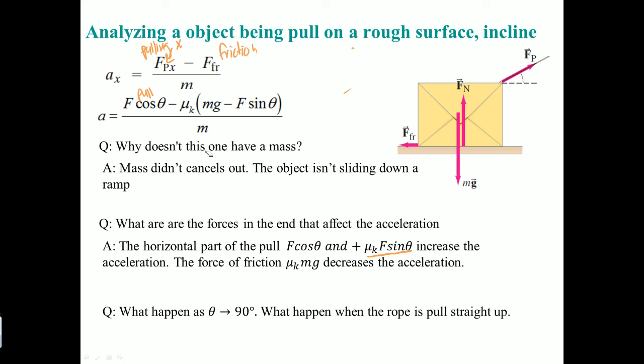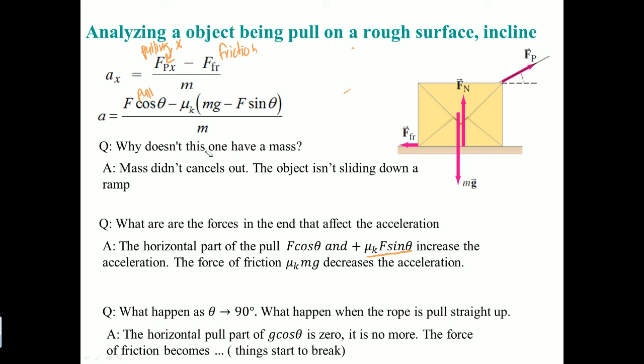There's a last question. This is really complicated, but what happens when the angle becomes 90 degrees? Like you pull it straight up. Well, you know that the F cosine theta becomes 0, because cosine of 90 degrees becomes 0. So there's no more horizontal part. Then the friction force becomes weird, right? Don't think about it, because it technically disappears since the object is no longer on the surface. Okay, there you go. Those are your part 2 for friction, where we went over calculations.